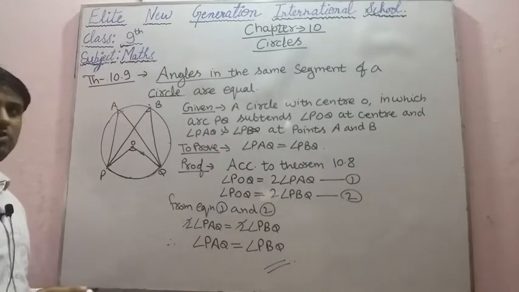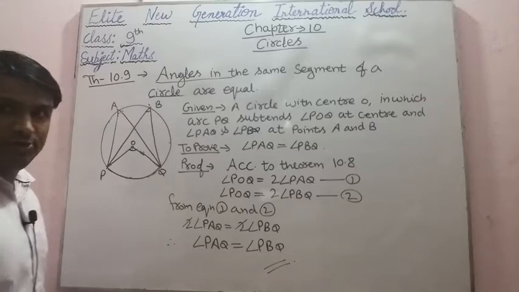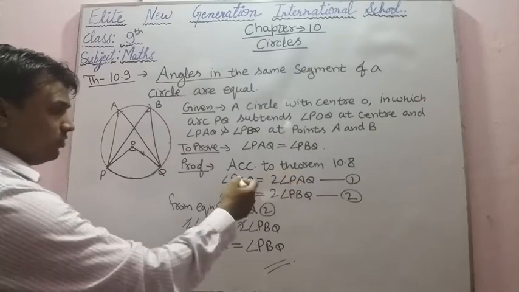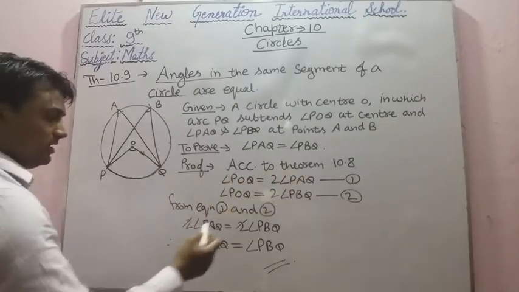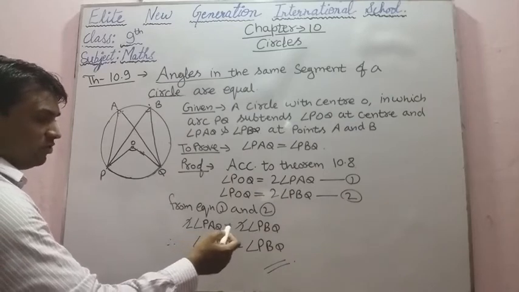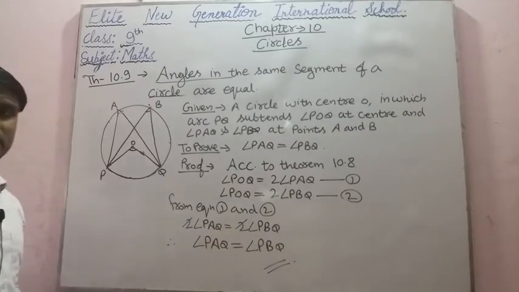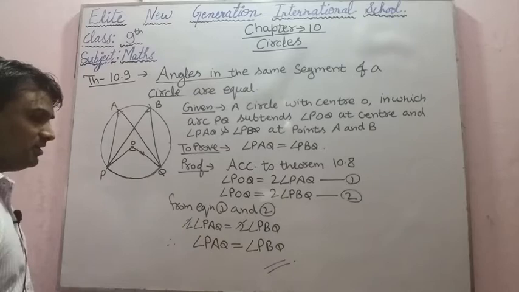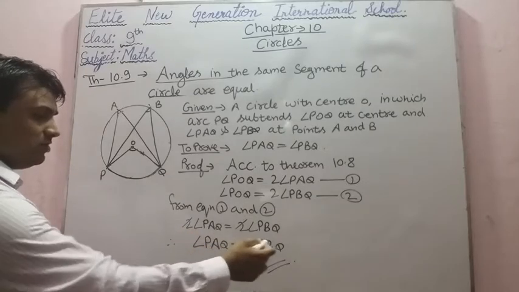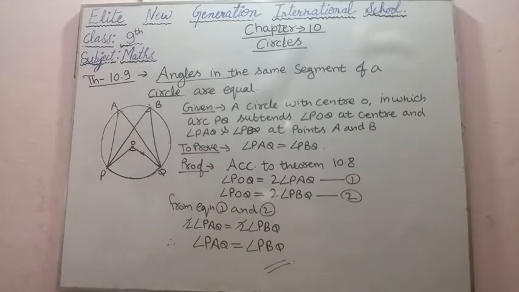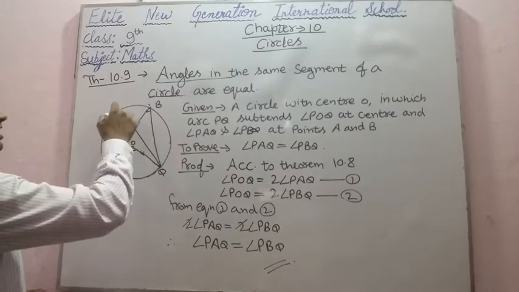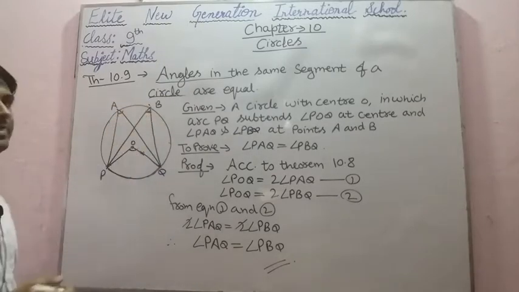Now when we compare equations 1 and 2, both of these are equal to POQ. That means twice angle PAQ will be equal to twice angle PBQ. So the twos will be cancelled. Now angle PAQ equals angle PBQ. Therefore we can say that angles in the same segment of a circle are equal.